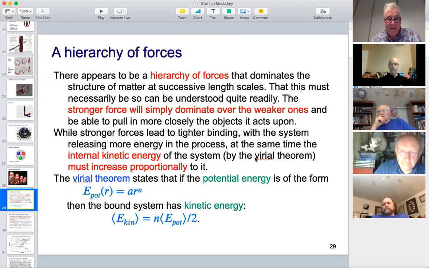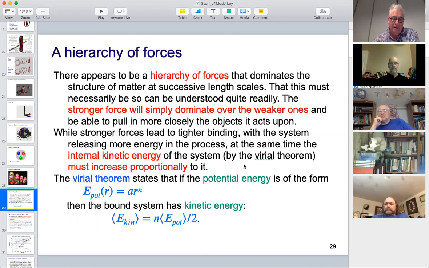So for all of these systems we've looked at, for the planetary systems, for the hydrogen atom, there's a sort of internal kinetic energy of the system, its internal spin or its angular momentum, like the Earth around the Sun. And the virial theorem: if you've got any kind of process which is a power A R to the N process, it's possible to show that if the potential energy has that form, then the bound system has a kinetic energy which is a half of the potential energy.